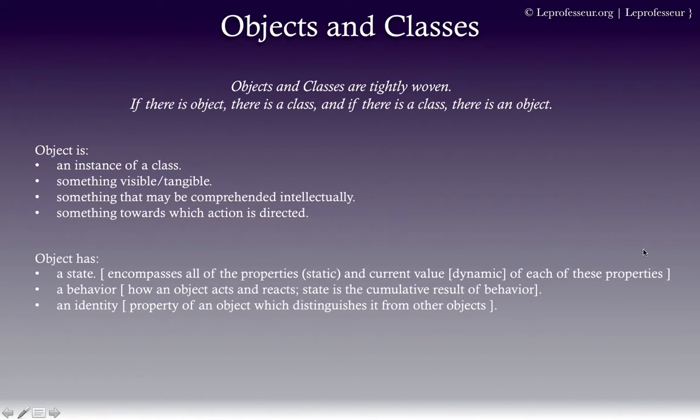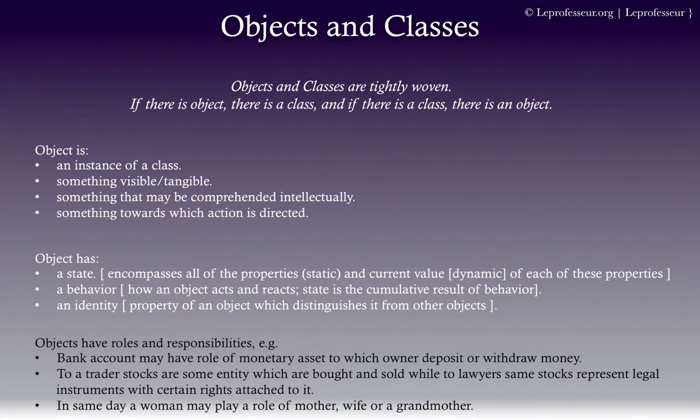So what we learned from this discussion, another important point, is that objects have roles and responsibilities. Okay, and those roles and responsibilities of the objects may change. For example, a bank account, an object, may have the role of monetary asset. Okay, like you use your bank account on a regular day-to-day basis. You deposit some money, you withdraw some money, so that acts as a monetary asset.